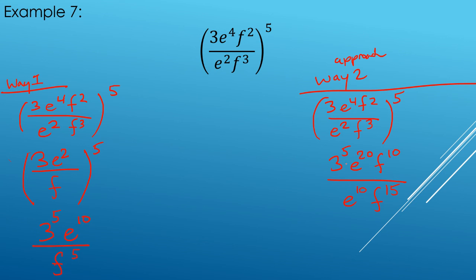Okay, so 3 to the fifth. I actually didn't do that last time. Let's see what that is. 243. So 3 to the fifth is 243. I should have done that on the left. I just forgot to do the whole number. 243. Now for the e's. Remember, it's top minus bottom. So 20 minus 10, e to the 10th. And then f is top minus bottom again, 10 minus 15. That's negative 5. The negative means put it in the denominator. f to the fifth.